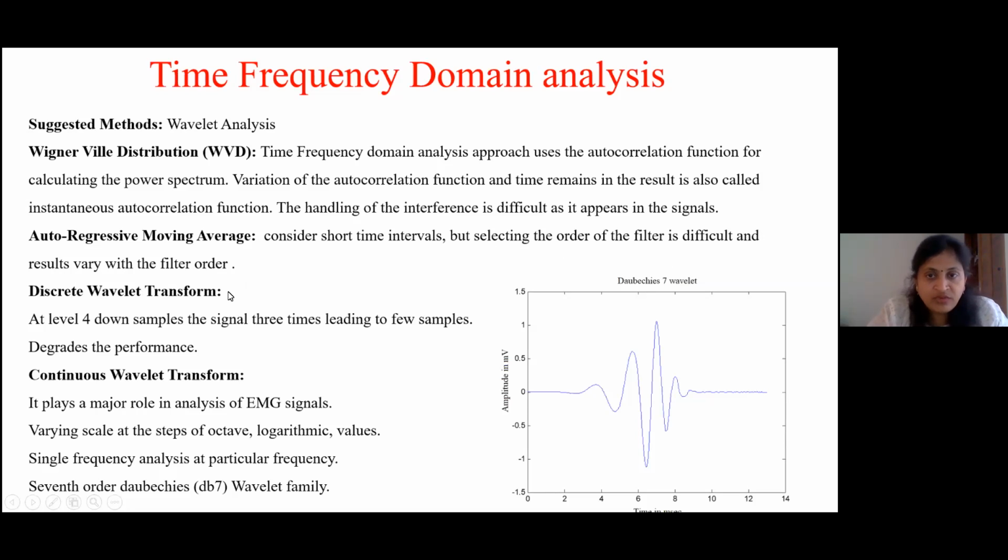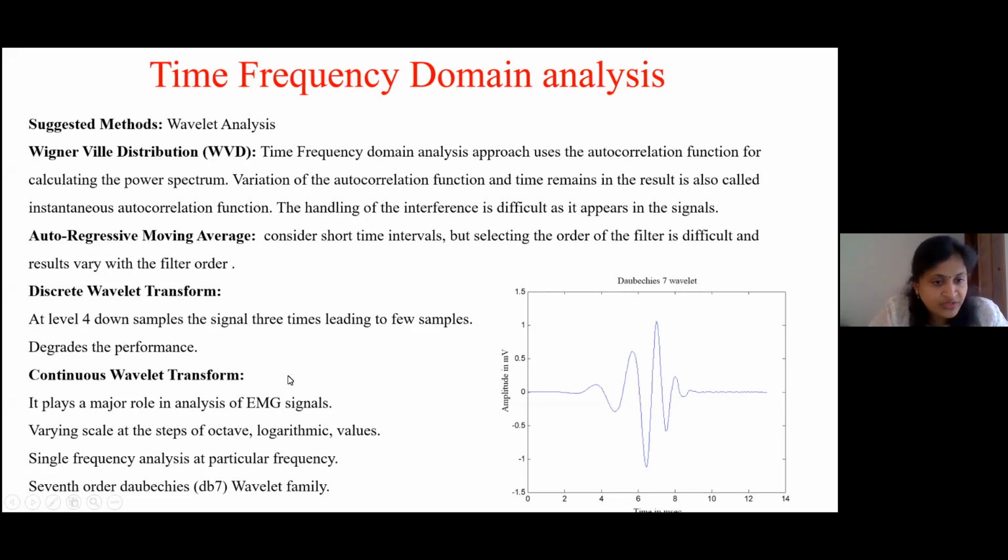Now, in wavelet also, we can do the analysis using the discrete wavelet transform as well as the continuous wavelet transform. Generally, in the literature, the discrete wavelet transform at level 4 with Daubechies 7 or Daubechies variants has been used by multiple researchers. But in the discrete wavelet transform, if your number of samples per second is very low, it degrades the performance as we are downsampling our signals.